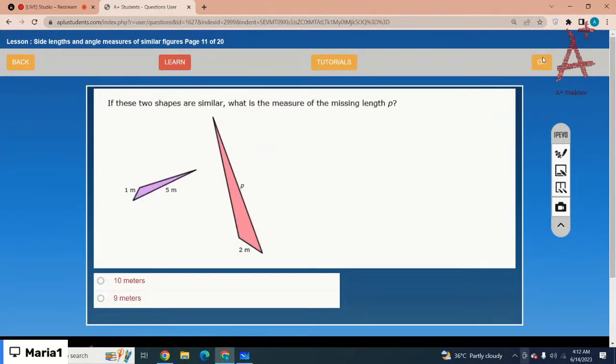Okay, if these two shapes are similar, what is the measure of the missing length P? So which is the correct option? You can calculate the value in your notebook and just let me know the answer. So which is the correct option? Very good. That would be 10. The missing value would be 10 meters. So it would be 10.